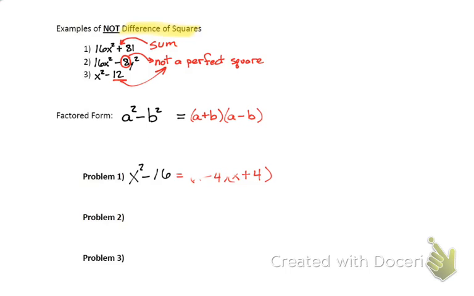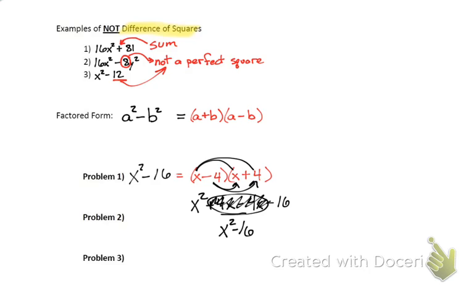You could FOIL it. You could say, okay, x times x is x squared. X times 4 is 4x. Negative 4 times x is negative 4x. Negative 4 times positive 4 is negative 16. So what happens here is that these two middle terms do cancel out. Positive 4x and negative 4x cancels out, becomes 0. You're left with x squared minus 16. So this factored form here would produce a trinomial, but it's a trinomial where the middle term, the bx, is 0.